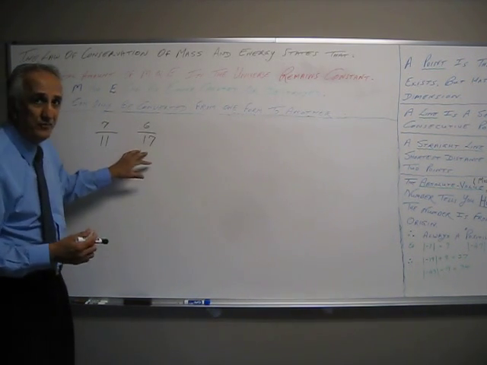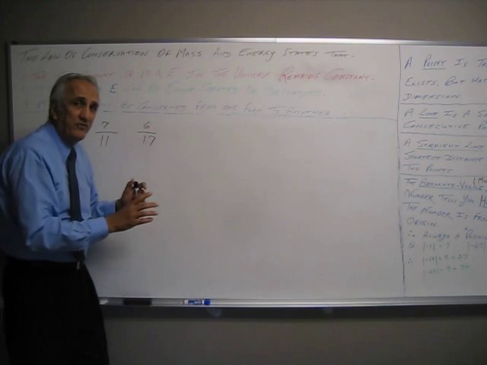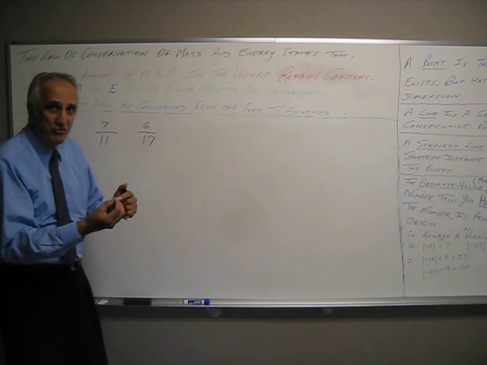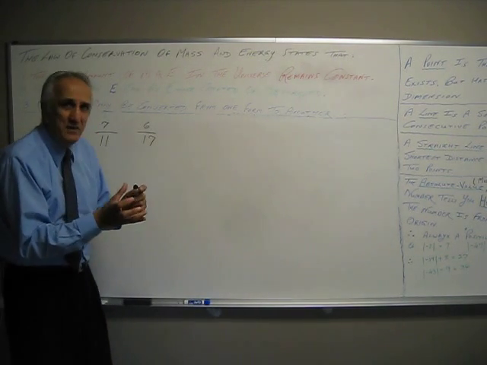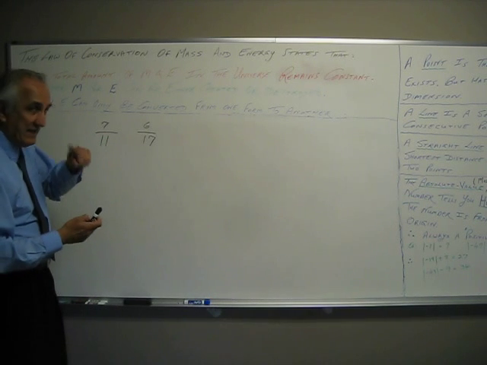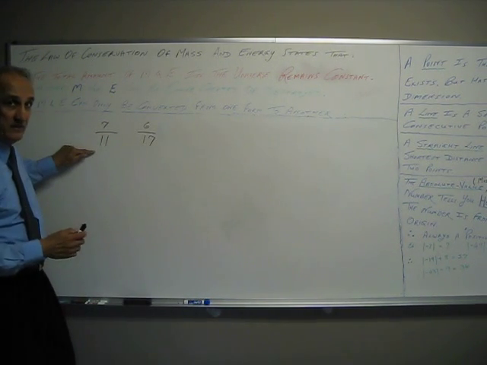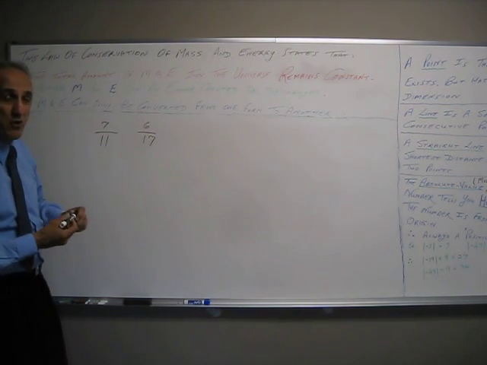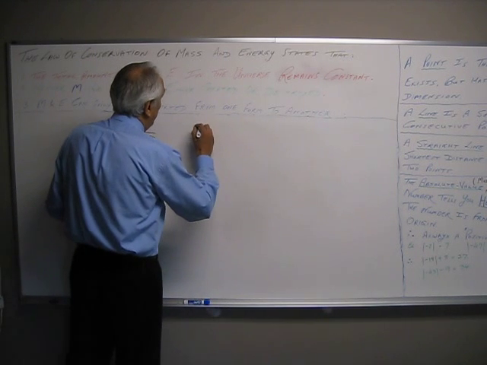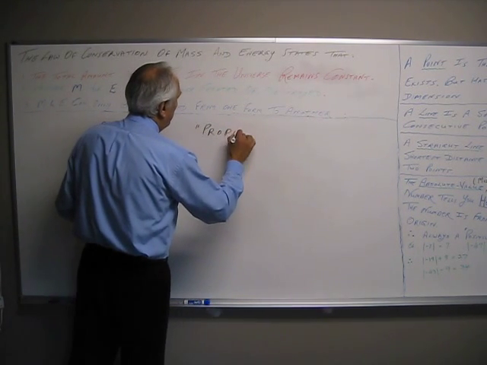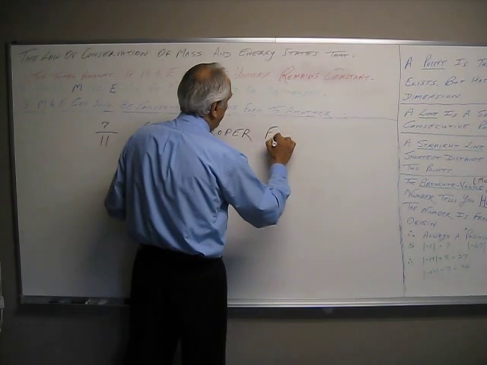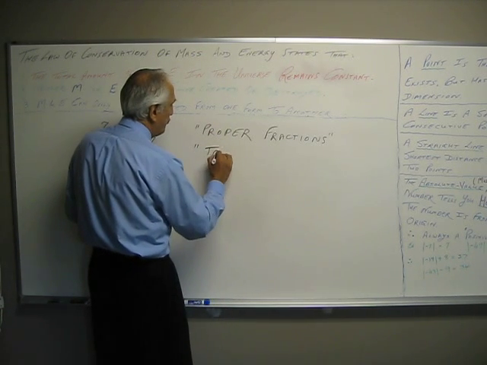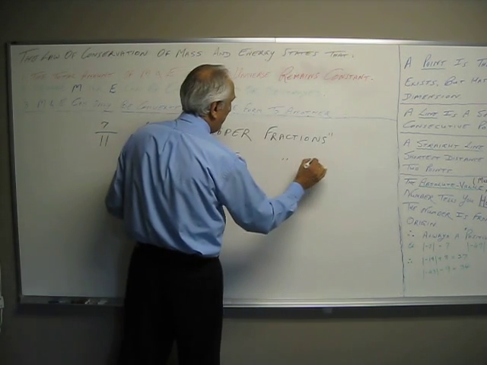If I had 17 items, and I give you only 6 out of 17, I'm not giving you the full 17, I'm giving you a portion of the 17. That portion or that fragment is called a fraction. And because I can give you 7 out of 11 objects, and I can give you 6 out of 17 objects, such numbers are called proper fractions. These are proper fractions, also called true fractions.